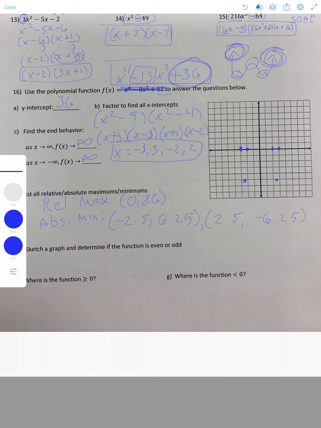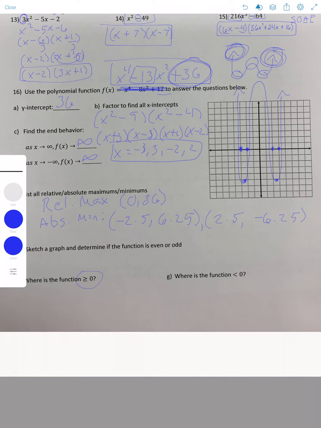All right, so here's what this crazy graph looks like. It's this big W, like this. Now I kind of missed, but this graph's going to look something like this. Now, the graph on the test is going to be a little easier than what I just gave you. But the important point is, can you find all of this stuff using your calculator or factoring or knowledge of end behavior and y-intercepts?